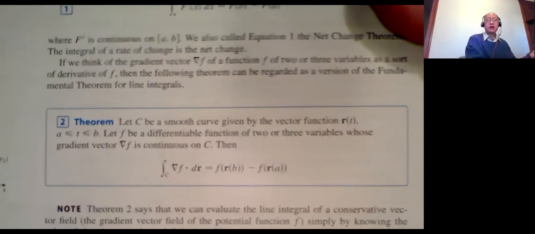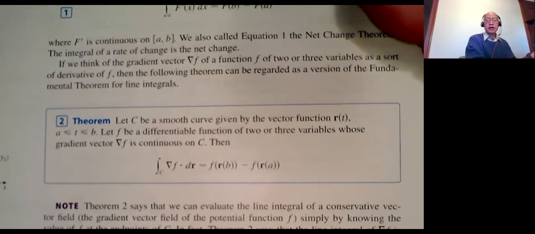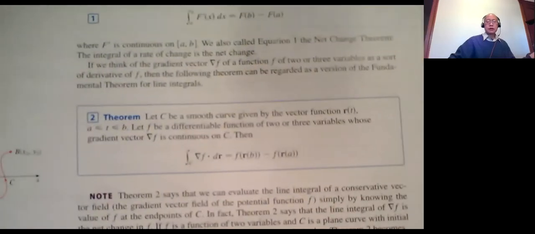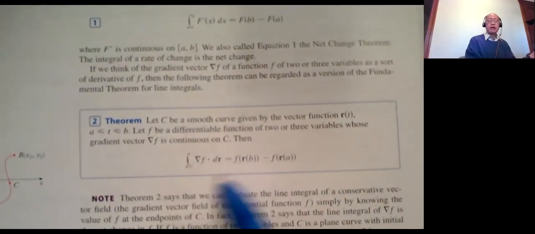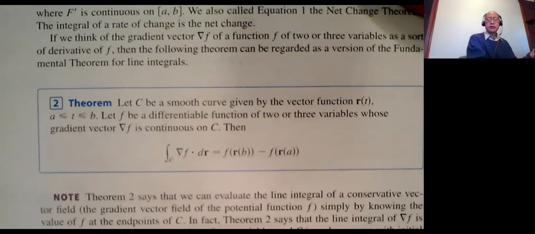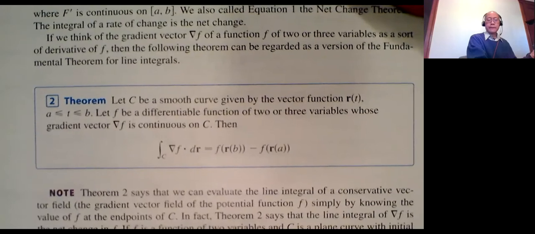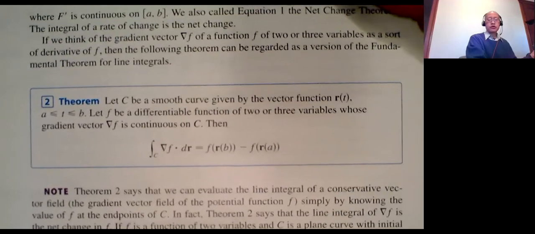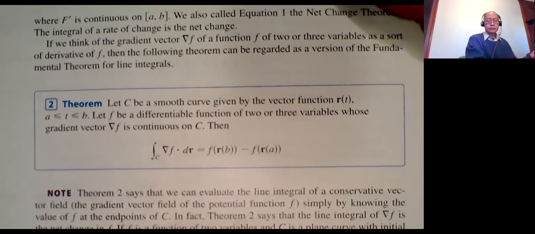That kind of looks like the fundamental theorem of calculus from Calc 1. You basically plug in the end point, plug in the beginning point, and subtract. Okay, in Calc 1, that's like the integral from a to b, capital F of b minus capital F of a. This is similar. You just plug in the ending point, the beginning point, and subtract. Okay. Little f is a 2 or 3 variable function. Del f is its gradient.